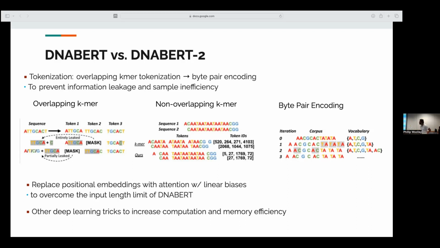In DNABERT, the vocabulary was 10,000. They set it to 10,000, but it saturated at around 8,900 or something. Why that happens, I don't know. I have to check that.